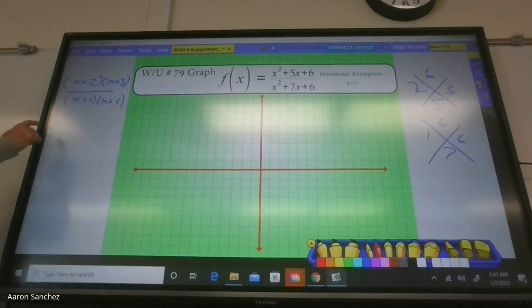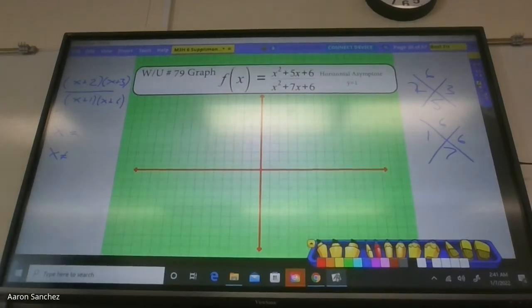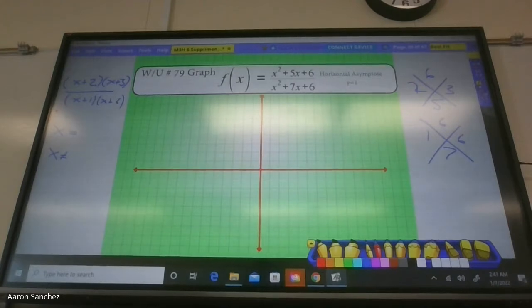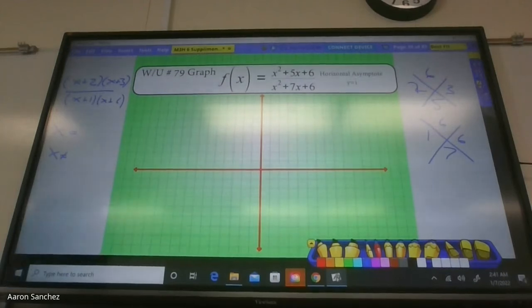So what are my zeros? You guys get the zeros, right? The zeros and the asymptotes. What are the zeros and the asymptotes? Now that you have that, you can find them. The zeros. Andrew, what are my zeros?